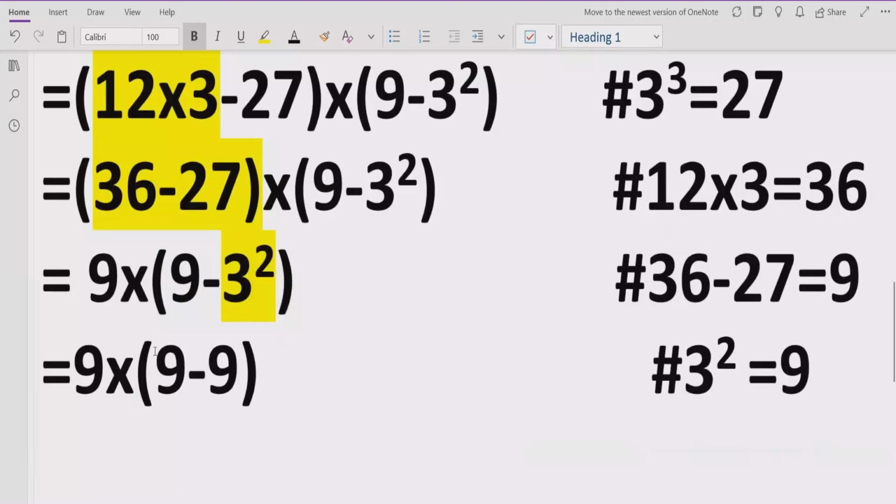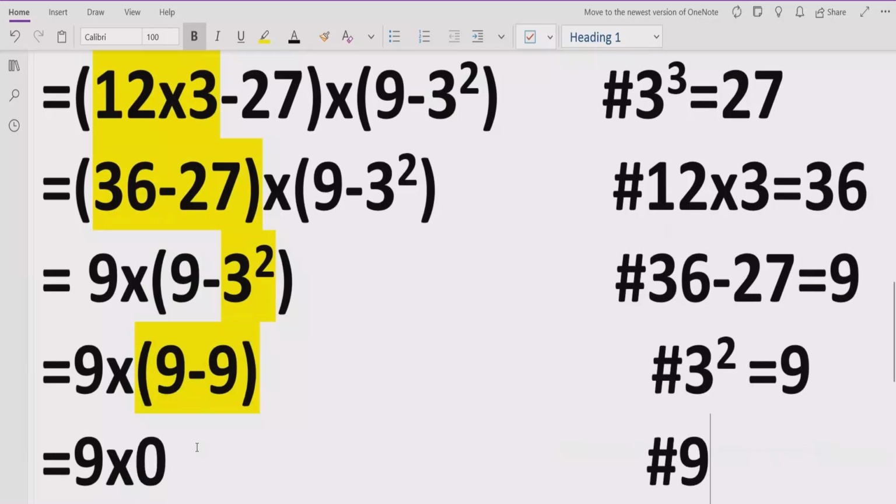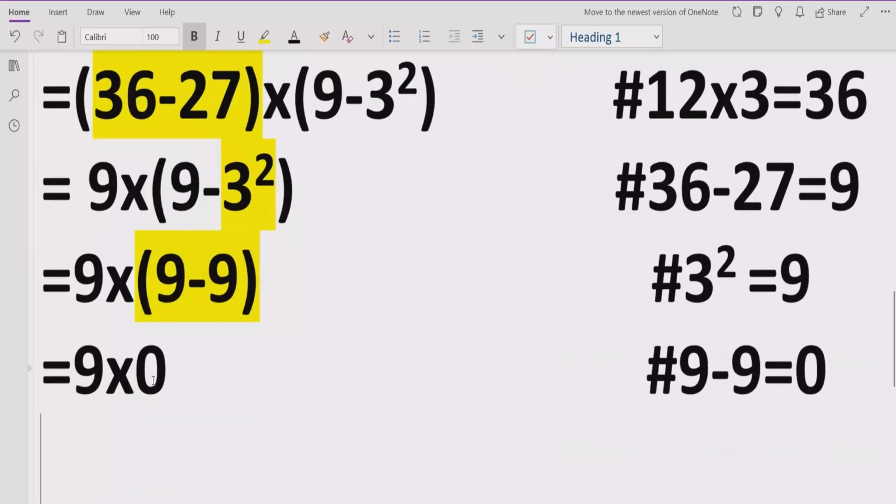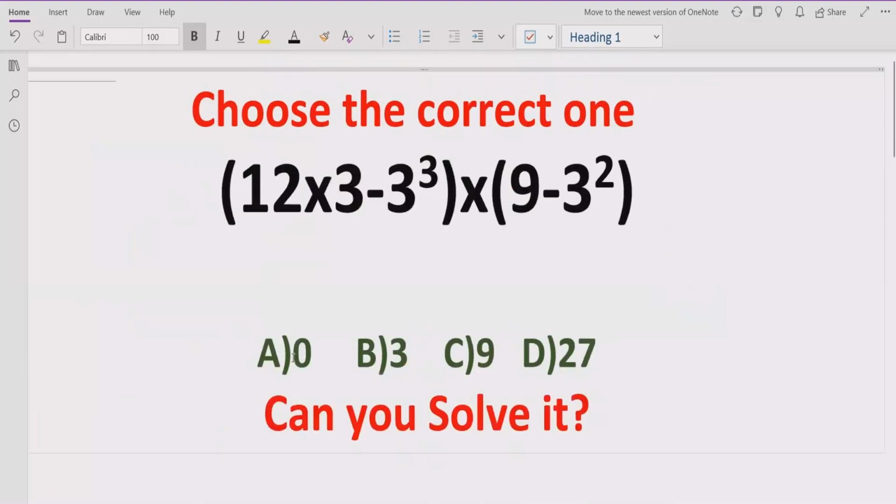Now we have to solve bracket number 2. So we will solve this one, and when we solve 9 minus 9, it equals 0. And here we have to give the reference: 9 minus 9 equals 0. Now we have two terms which are multiplying each other. When we multiply any number with 0, we get the answer 0. So the answer of the given expression is 0. If you see the answer list, answer A is the correct answer of this expression.